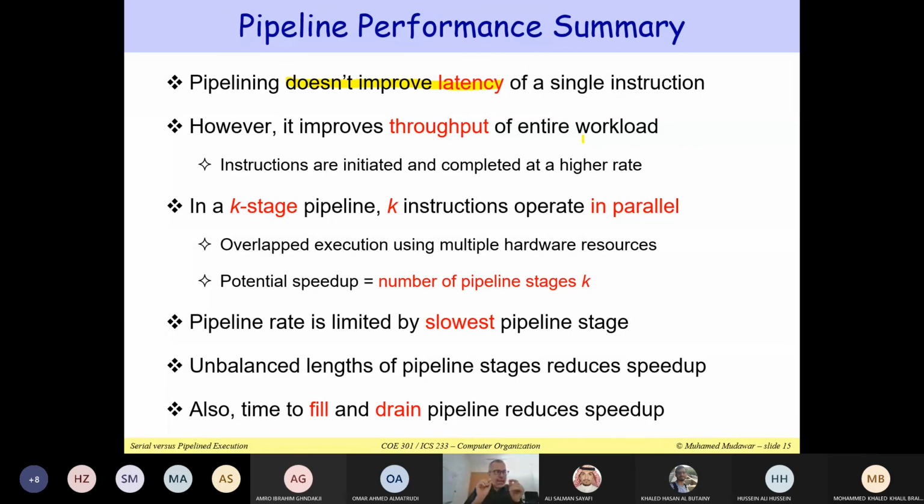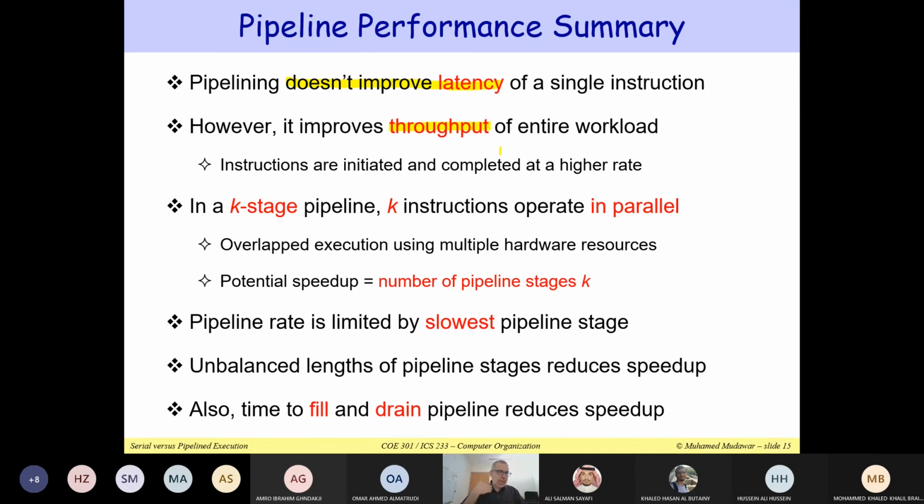In fact, the latency can be worse in the case of pipelining because we have introduced pipeline registers, and these pipeline registers are going to slightly increase the delay. So the latency will be slightly increased in the case of pipelining. Pipelining does not improve the latency. You still have to do the same thing. What we are improving is the throughput. It means the rate at which we can complete instructions. So what we are improving is the clock cycle. We are reducing the clock cycle.